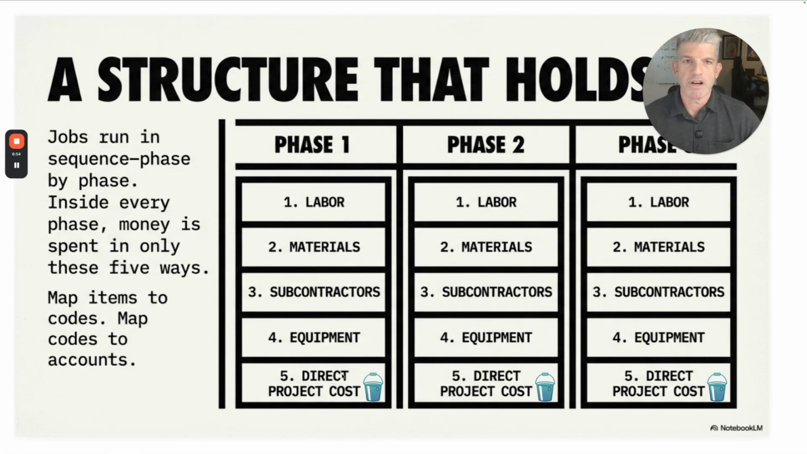for direct project costs. All of this to say is think about your projects in phases, develop those phases in a sequence, and then within the sequence, the cost codes start to repeat themselves. And I'll show you what that looks like on the next slide.